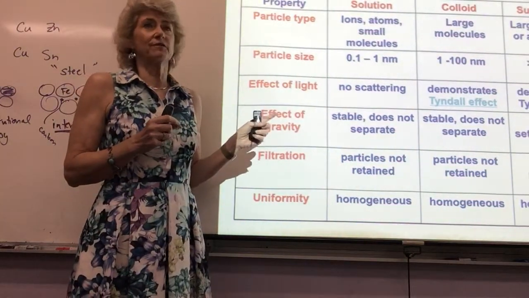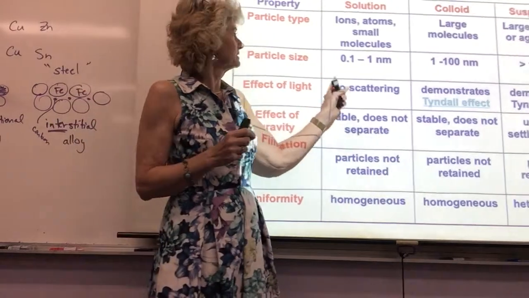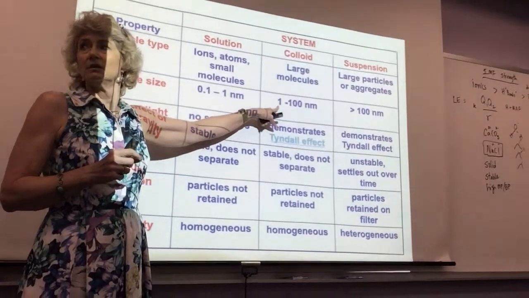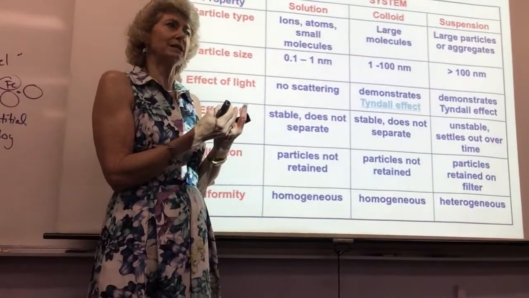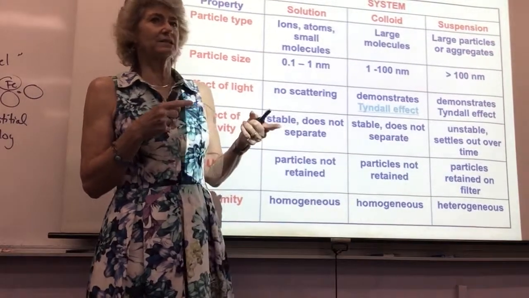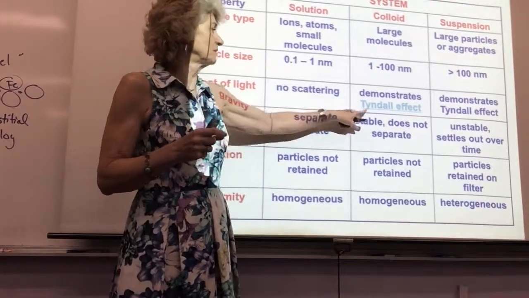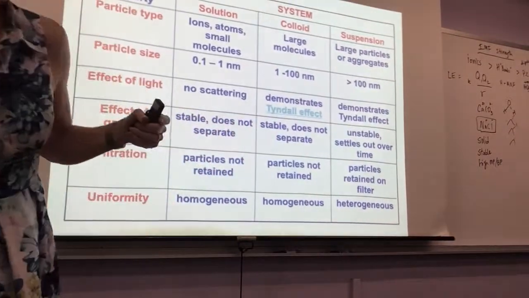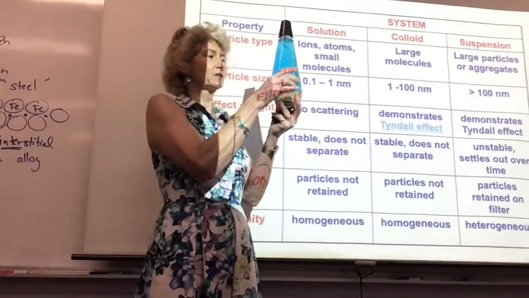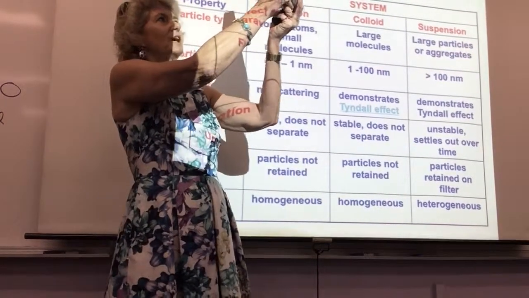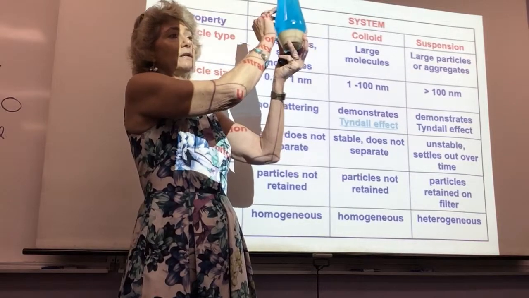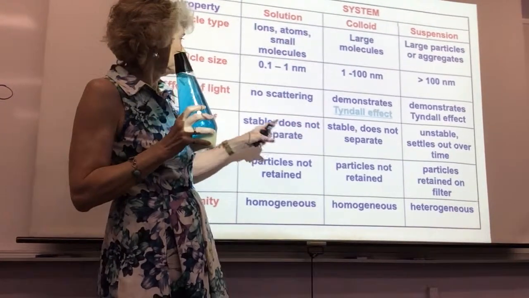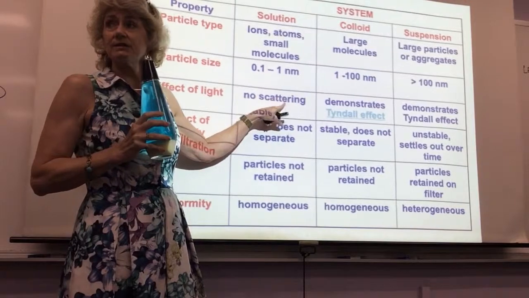I told you the only difference between colloids is the size of the particles. That's all you have to worry about. But then if you look at it and they both look homogeneous, you have to have a way to test which one is which. And that way is called the Tyndall effect. So if you hold a solution that is homogeneous in a beam of light like the projector, and you can see a beam of light through it, that's called scattering. If that happens, it's a colloid.